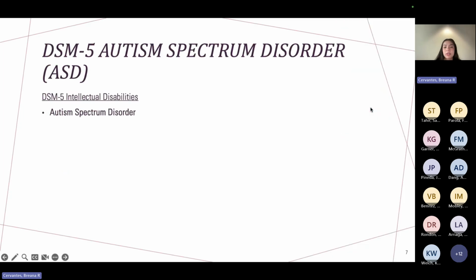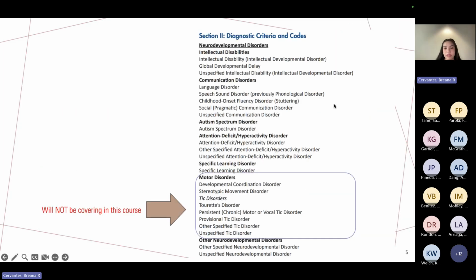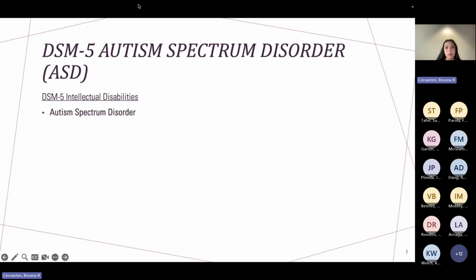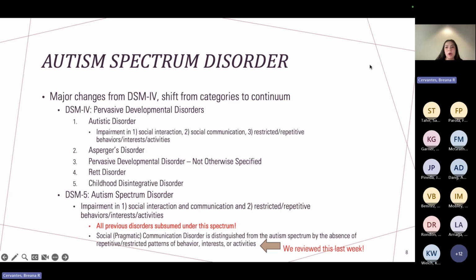In the DSM, we have the intellectual disability section, and autism is kind of its own thing. There's not like an autism not otherwise specified. So we talked about that last week, how a lot of these disorders have kind of like a throwaway title, like unspecified or other specified, like you see down here. And autism does not have that. So it's its own thing, autism spectrum disorder. And that wasn't always the case.